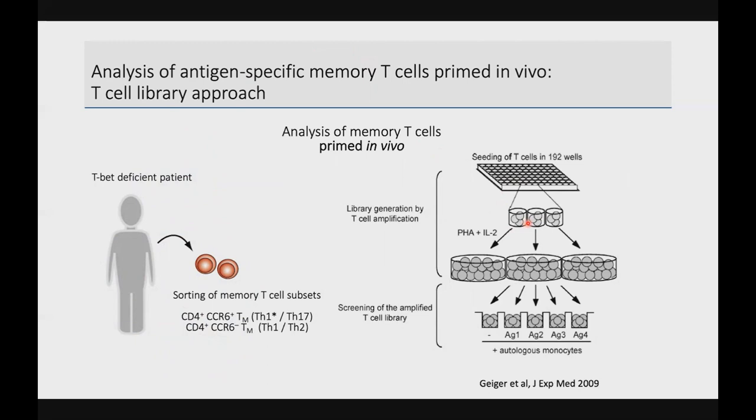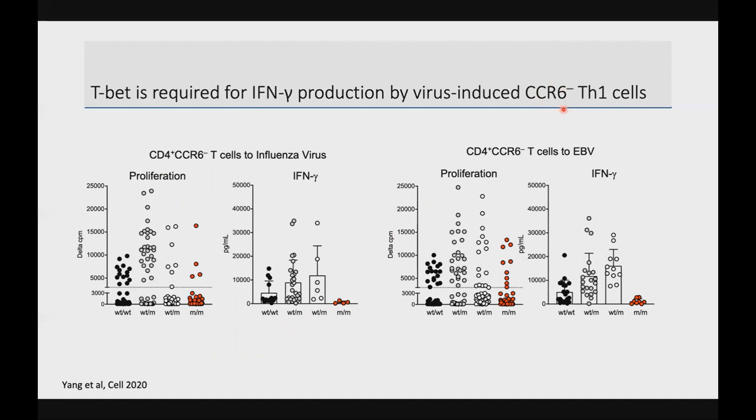And what we did was to isolate two subsets of memory T-cells based on the expression of CCR6. The CCR6 positive subset contains Th1* and Th17, and the CCR6 negative subset contains Th1 and Th2. And when we tested the ability of the CCR6 negative Th1 cells to respond to viral antigens, in particular influenza virus and Epstein-Barr virus, we found that there are indeed T cells proliferating in response to these antigens to a level comparable to the wild type controls or to the heterozygous.